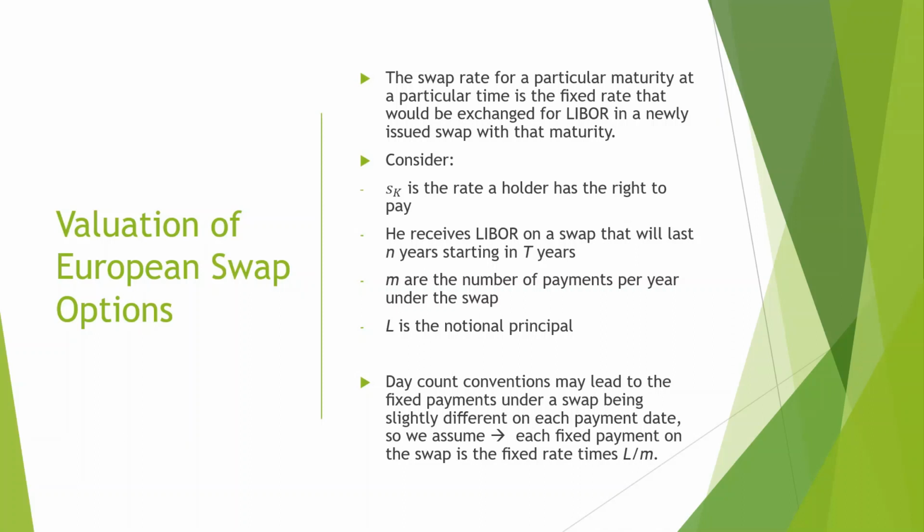So you should consider that SK is the rate a holder has the right to pay, while he receives LIBOR, in a swap that will last N years starting in T years, that M is the number of payments per year under the swap, and L is the notional principal. Usually, day count conventions may lead to the fixed payments under a swap being slightly different on each payment date. So this is why we will not take day count conventions into account in the following slides. So we assume that each fixed payment on the swap is the fixed rate times L over M.